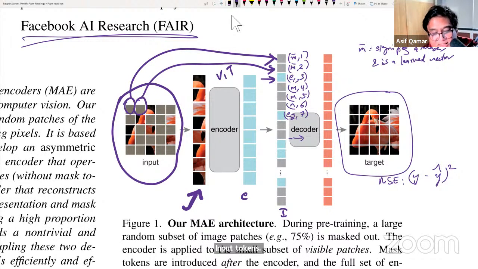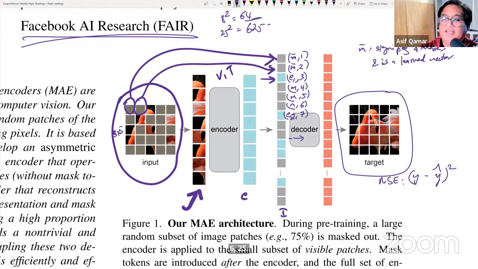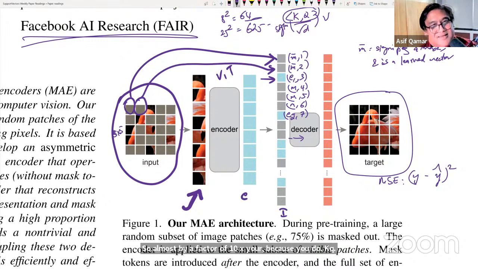By giving the encoder only the meaningful patches, you have reduced the quadratic complexity of the attention. Let's say this is 5 by 5, 25 patches. Instead of 25 patches, you're giving it only 8. You would agree that 8 squared is 64 and 25 squared is 625. So it is almost a factor of 10x, because you do K and Q, and this quadratic term is now 10x less expensive in the attention head.